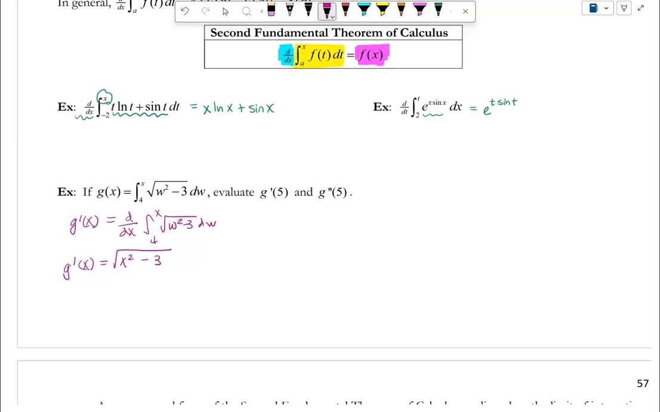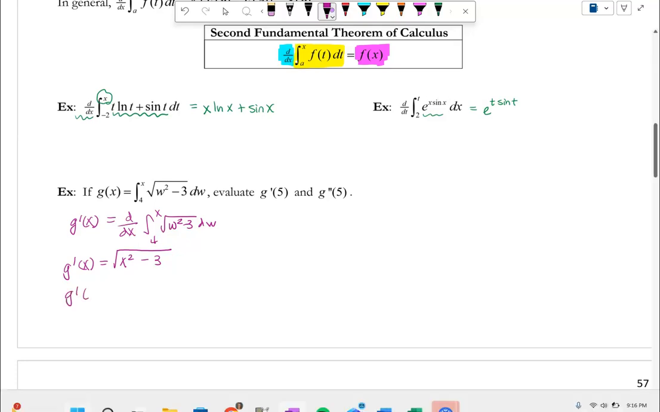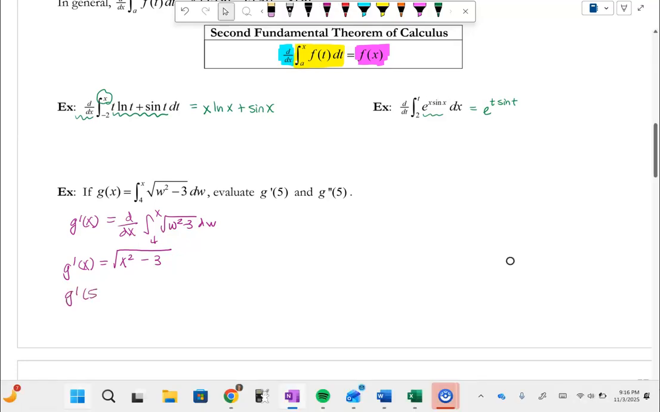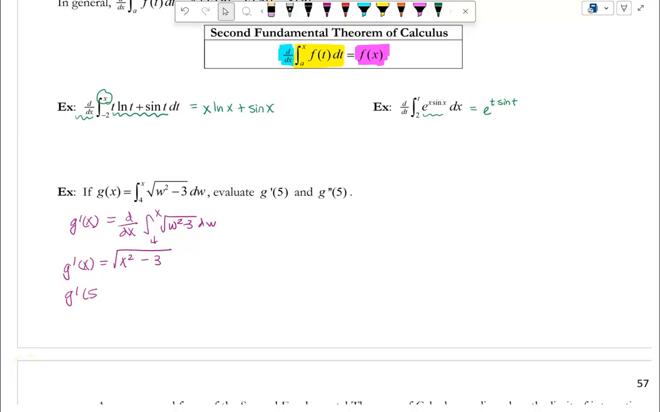So if I'm finding g prime of 5, sorry about that, my computer's going crazy. If I'm finding g prime of 5, that is going to be the square root of 25 minus 3. So the square root of 5 squared minus 3, which is just the square root of 22.